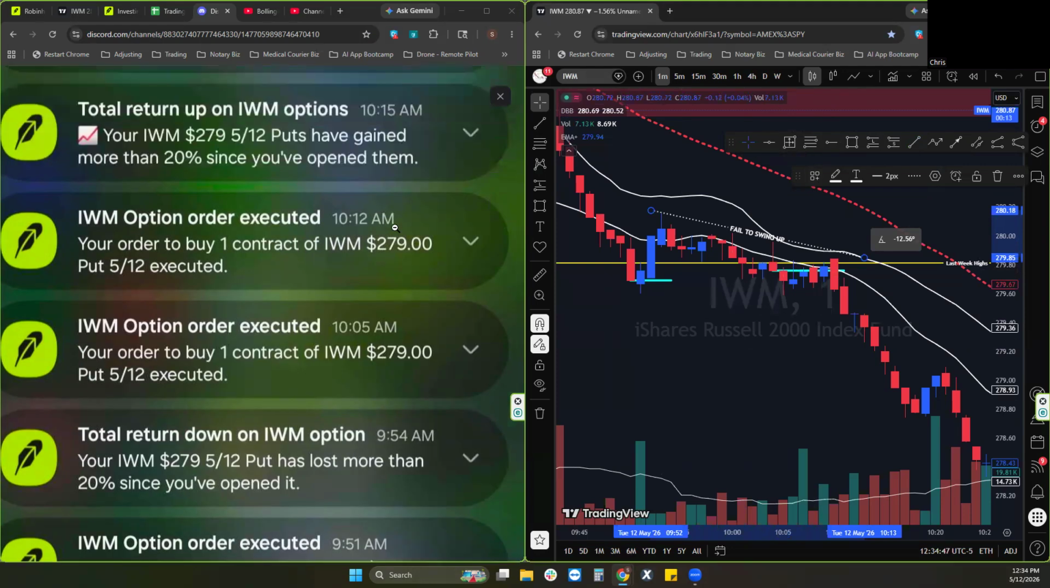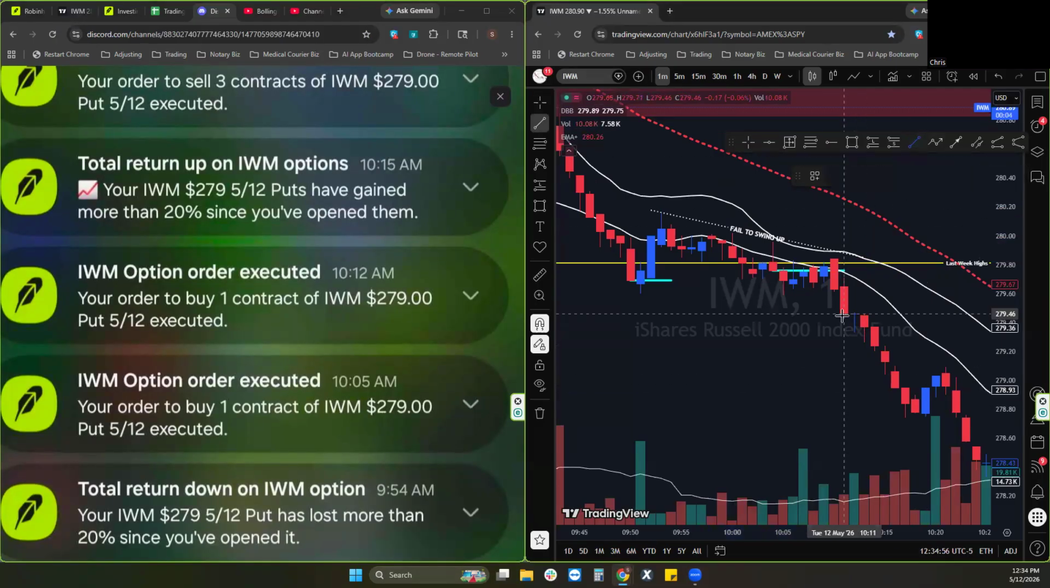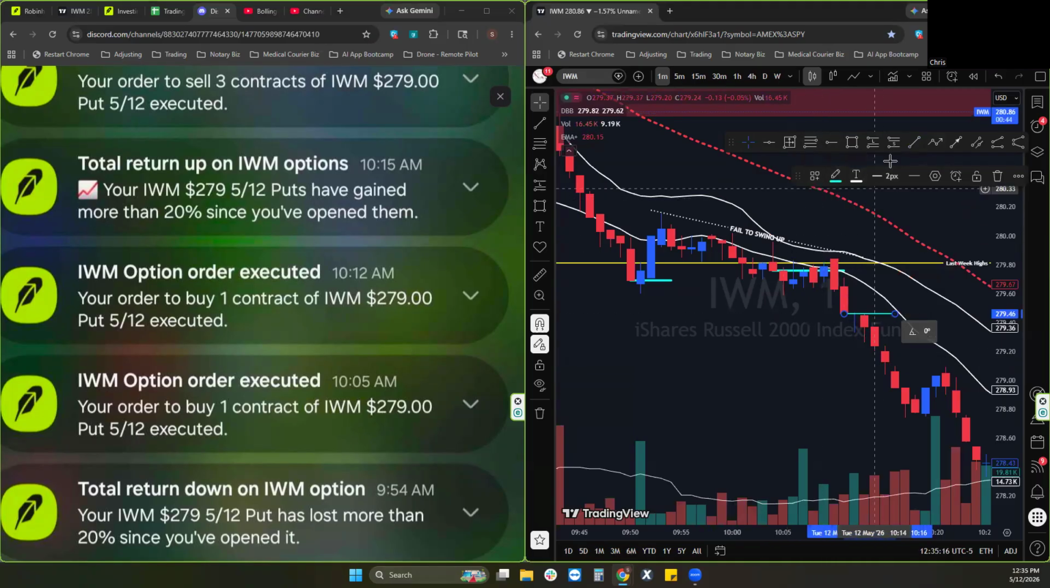And then the last entry was at 10:12. If we come over here, close of the 10:11 candle, let's change this to blue. All right. So right here was our scale in opportunity. Volume does match the candle. We scaled in and we wrote it down.